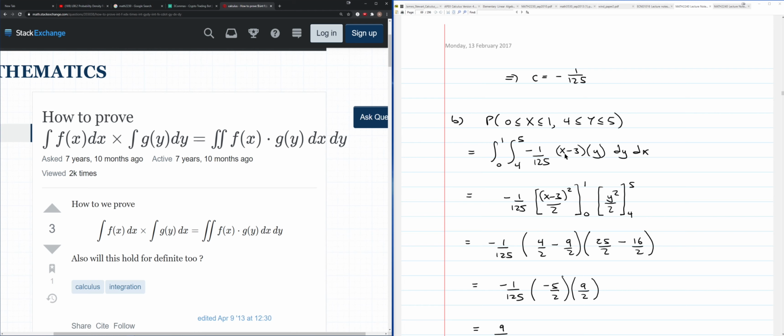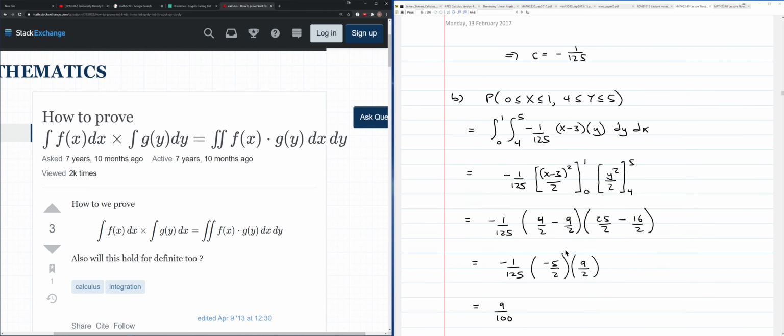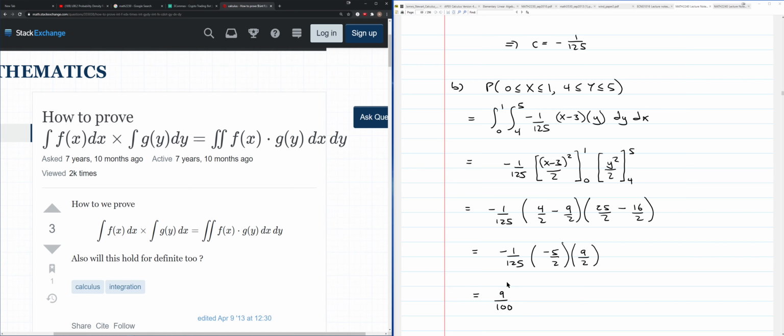Integrating the x, and I pull the minus 1 on 25 out before I start integrating, integrating the x minus 3 gives me x minus 3 squared on 2. Integrating with respect to y gives me y squared on 2. I evaluate the integral with respect to x using the x limits, which would be 1 and 0, and evaluate the expression in y using the y limits, which would be 5 and 4. I substitute it in, and I get my answer, which is 9 on 100.